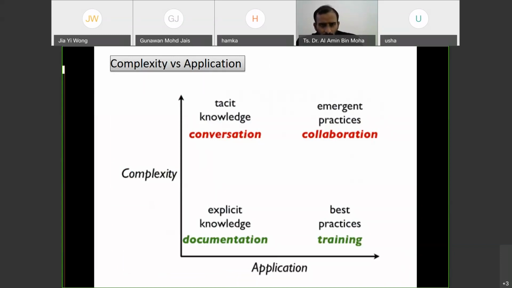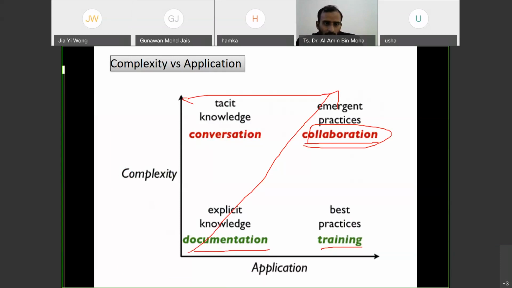So basic knowledge, emerging practices, the collaboration, the training, documentation. It means that the complexity is getting higher. Collaborating has a high complexity and also a very broad application level. If you are here, it's more to the documentation things. Application is not too high, and the complexity level is also low in terms of the knowledge, I believe.